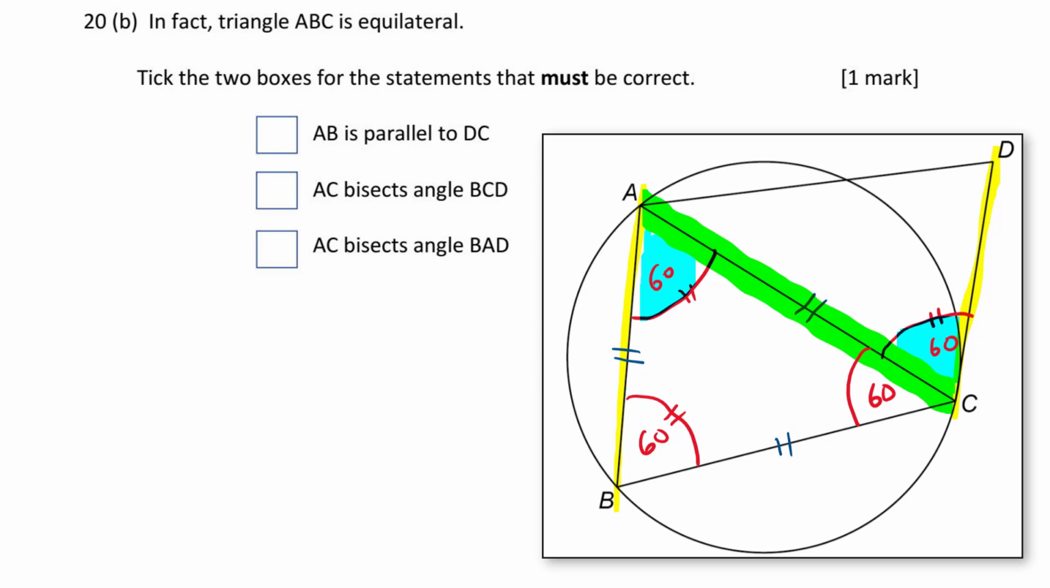Let's just check each one of these in turn. Is line AB parallel to DC? Is that true? Yeah, that's not going to change that, is it? That's what we just showed before. So AB is still parallel to DC. Yes, that's still true.